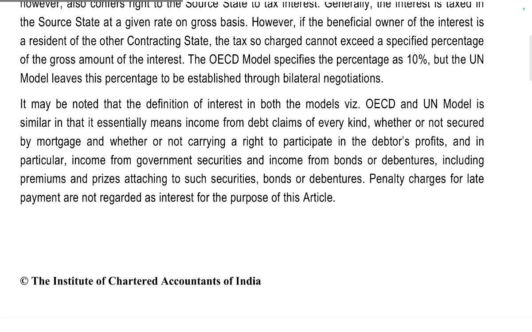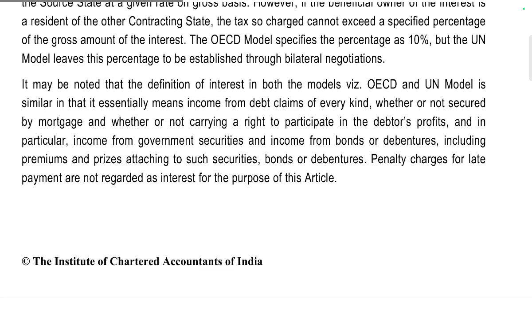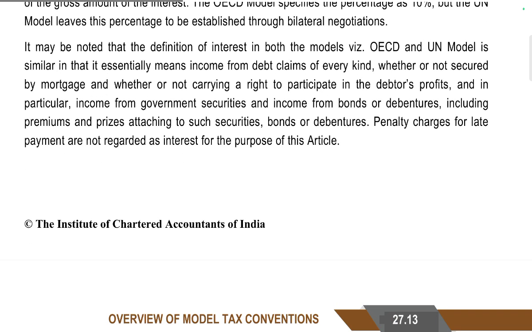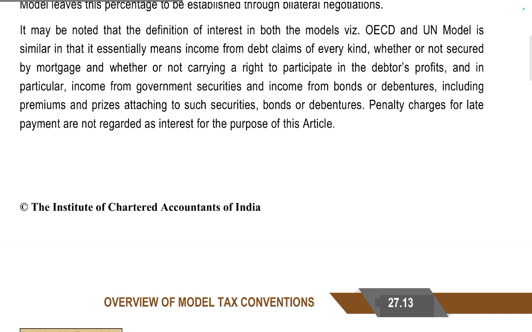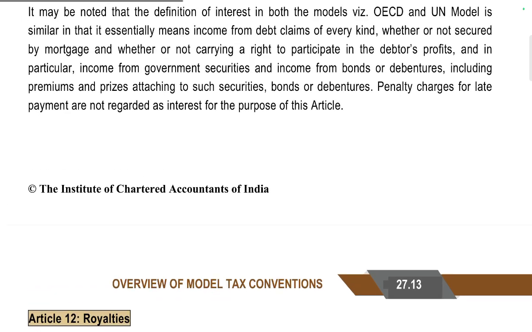It may be noted that the definition of interest in both the OECD and UN models is similar, in that it essentially means income from debt claims of every kind, whether or not secured by mortgage and whether or not carrying a right to participate in the debtor's profits. In particular, it includes income from government securities and income from bonds and debentures, including premiums and prizes attached to such securities, bonds and debentures. Penalty charges for late payment are not regarded as interest for the purpose of the article.